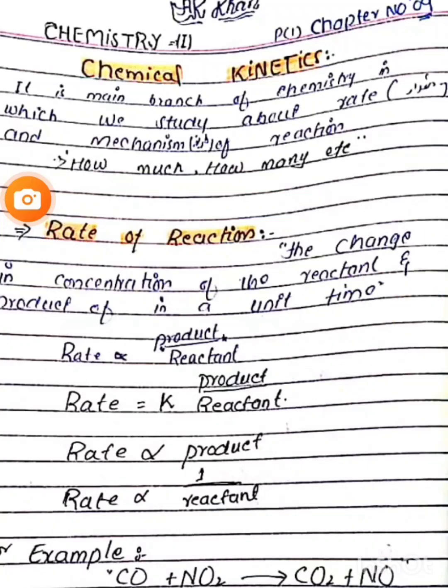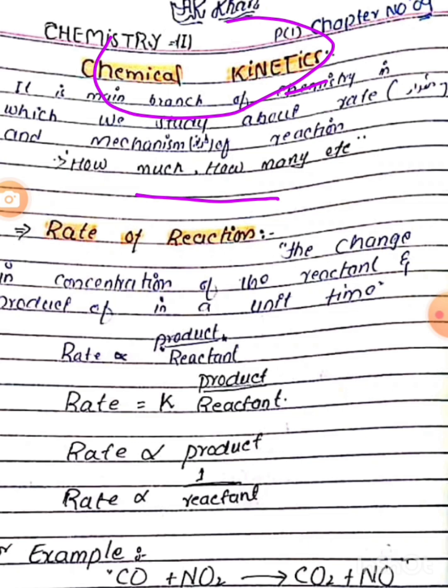Going to discuss chemical kinetics. We discussed chemical kinetics. What is chemical kinetics? It is the main branch of chemistry in which we study the rate and the mechanism of a chemical reaction. As the name indicates, in kinetics we discuss the rate of a chemical reaction and the mechanism of a chemical reaction, which is called chemical kinetics.